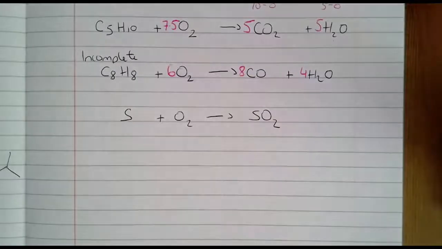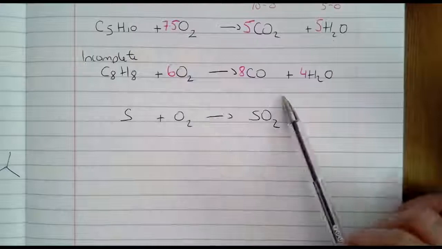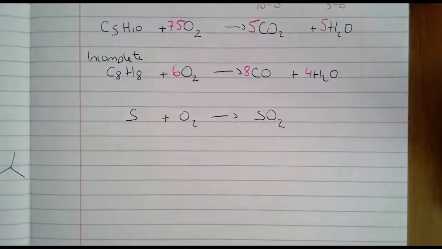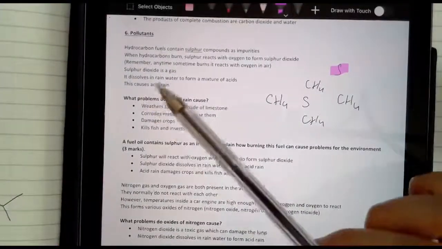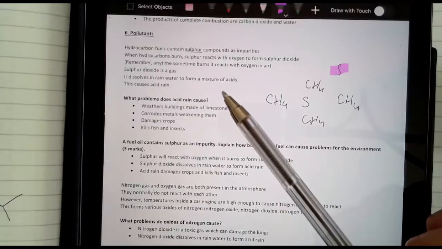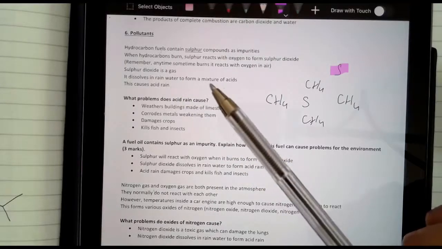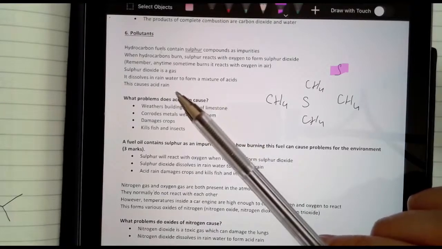So when you burn your fuel, if there's sulfur mixed in there as an impurity, it will form sulfur dioxide. Now, why is that a problem? Sulfur dioxide is a gas, but it will dissolve in rainwater to form acids, and that causes acid rain. So sulfur dioxide dissolves in rainwater, forms acid, causes acid rain.